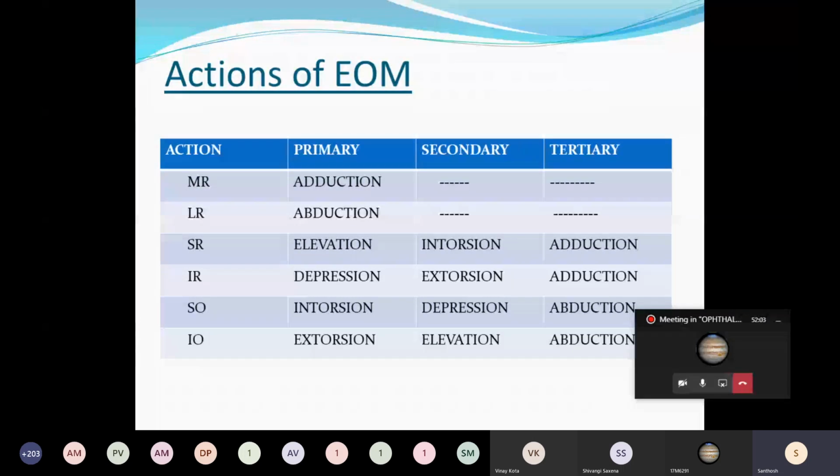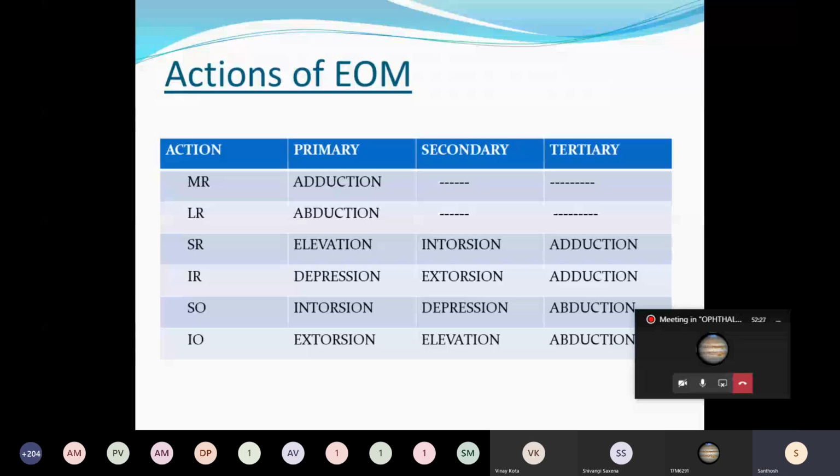So, coming to the superior rectus, what is the primary action? As the name indicates, it causes elevation. What is a secondary action? Intorsion. Tertiary action is adduction. Inferior rectus, as you know, the name indicates it causes depression, but the secondary action of the inferior rectus is extorsion. Tertiary action is adduction.